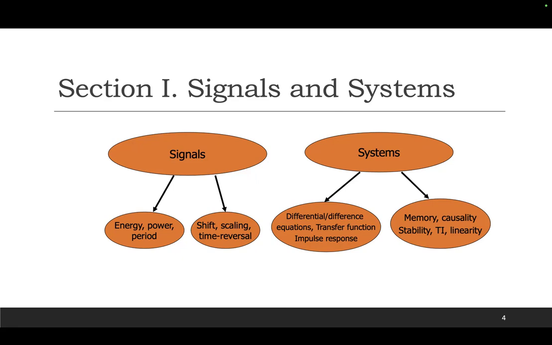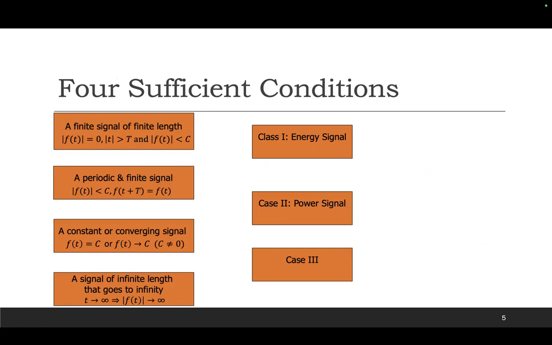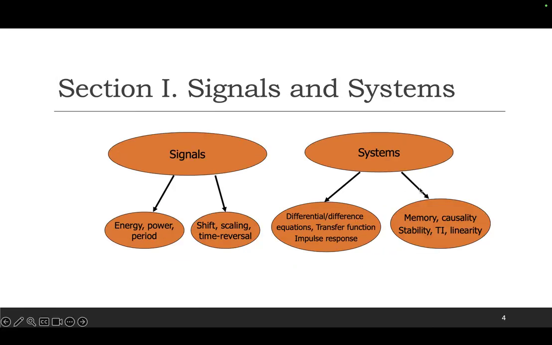Whether the system is memory or memoryless, causal or non-causal, stable or not stable, TI, what is TI? Time invariance, right. And linearity. You need to know, if a system is memory, what does that mean? If a system is causal, what does that mean? You need to remember that. Okay, let's talk about some details.